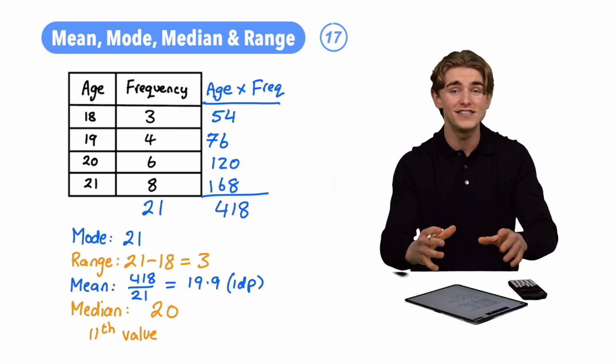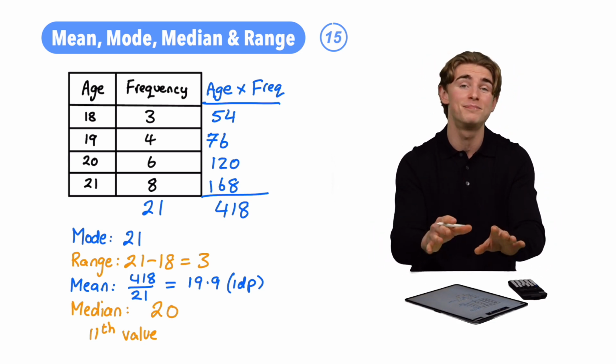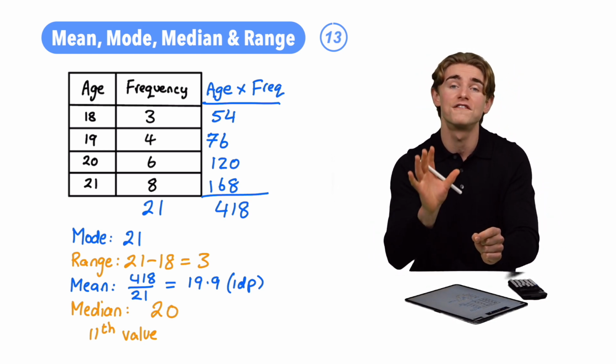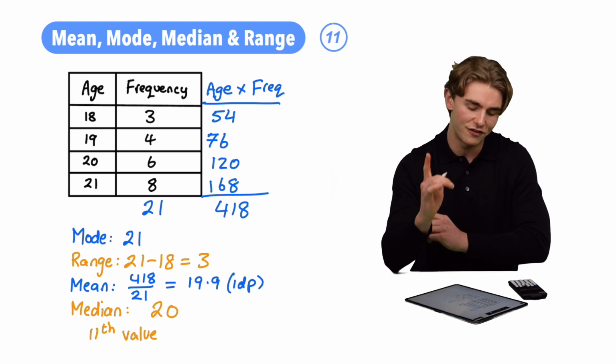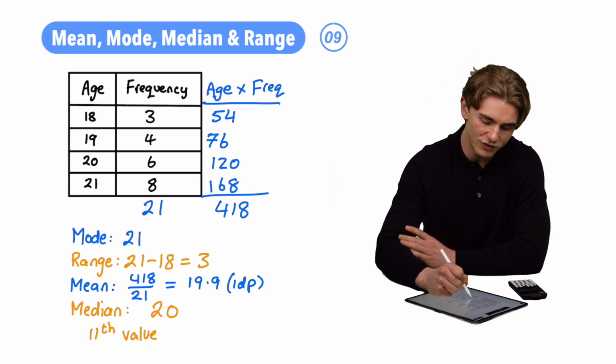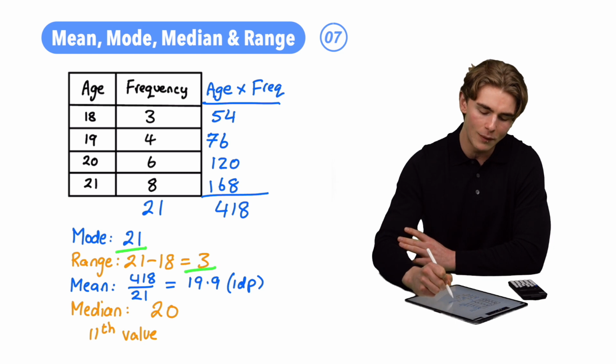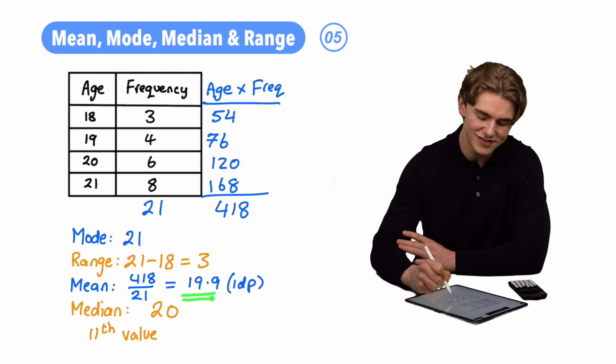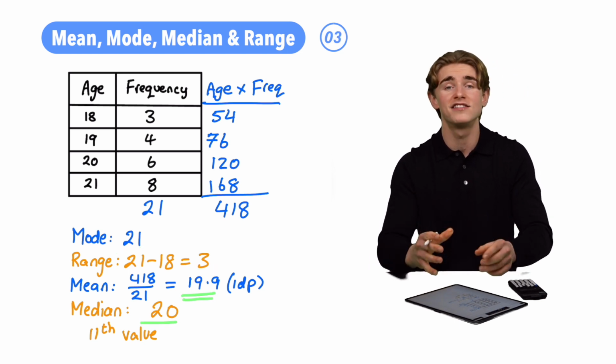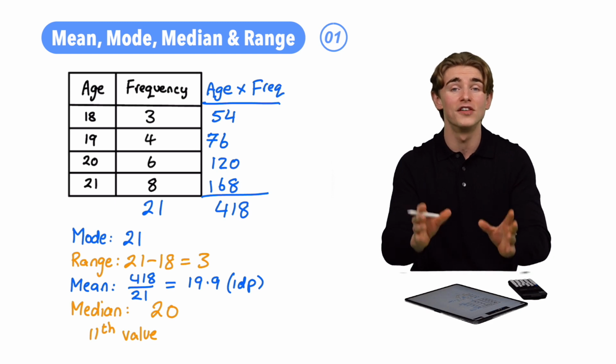Guys, that was not easy, and that was a lot to get through, and I did speak quickly, but hopefully it was clear enough. Feel free to watch again if you need to clarify. Just to recap, our mode, that was 21. Our range, that was 3. Our mean, that was 19.9 years, and our median, that was 20, guys. Have a look back through. That was fast.